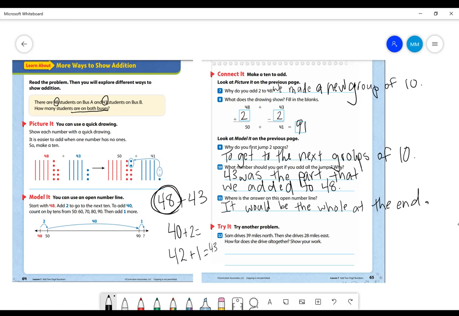All right, and our last problem it's asking us to solve. It says Sam drives 39 miles north. Then she drives 28 miles east. How far did she drive altogether?